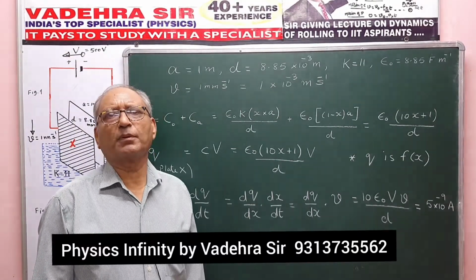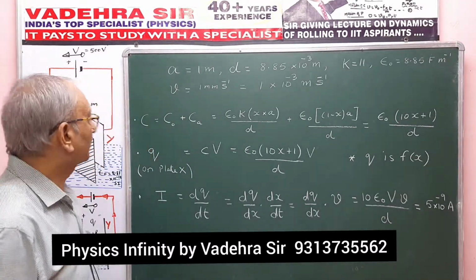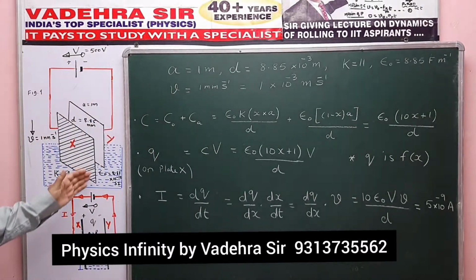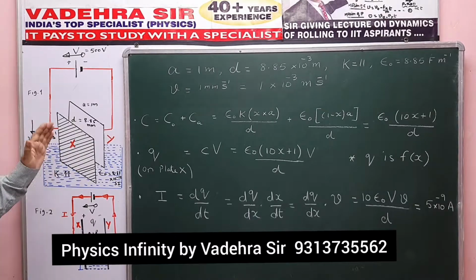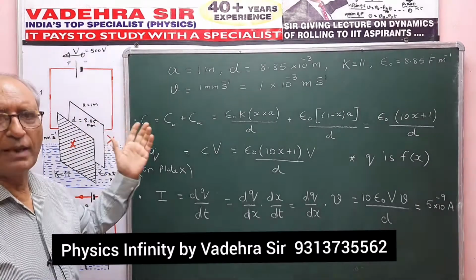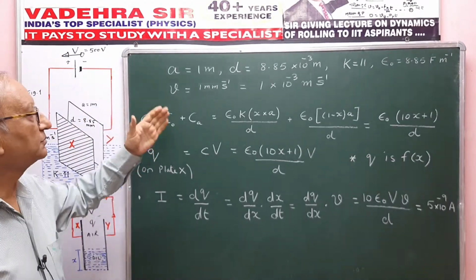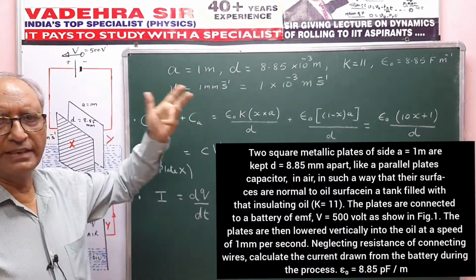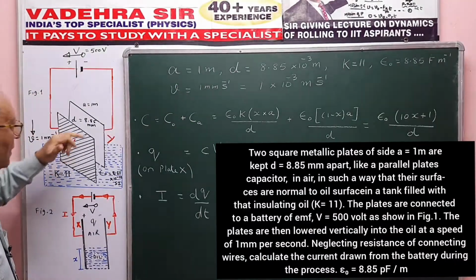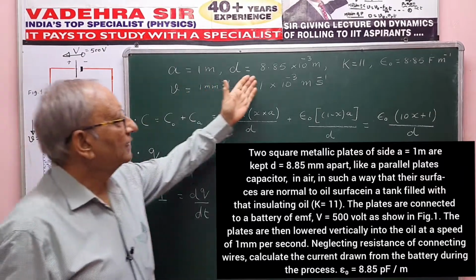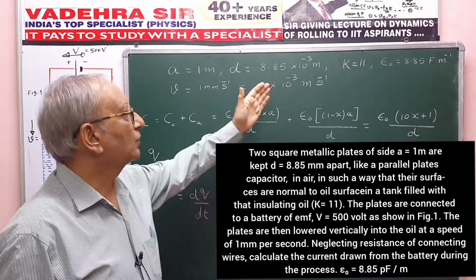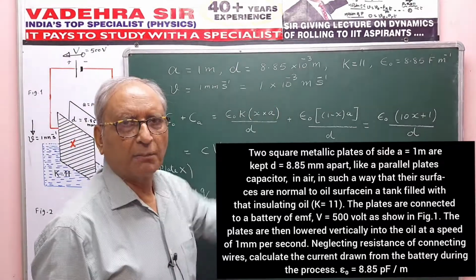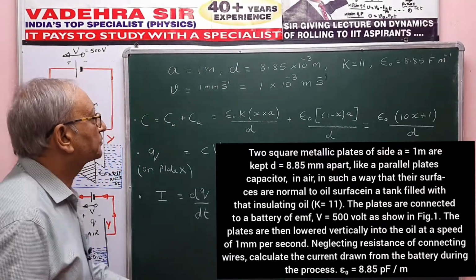Another interesting problem on capacitors. Here you are. So there is a capacitor. Each plate is a square plate. The side of the plate is 1 meter, so the area would become 1 meter square. The distance between the plates is 8.85 millimeter, so 8.85 times 10 to the power minus 3 meter.